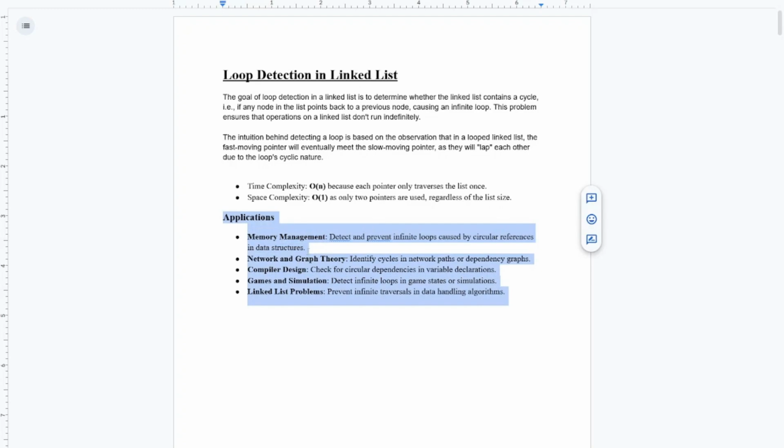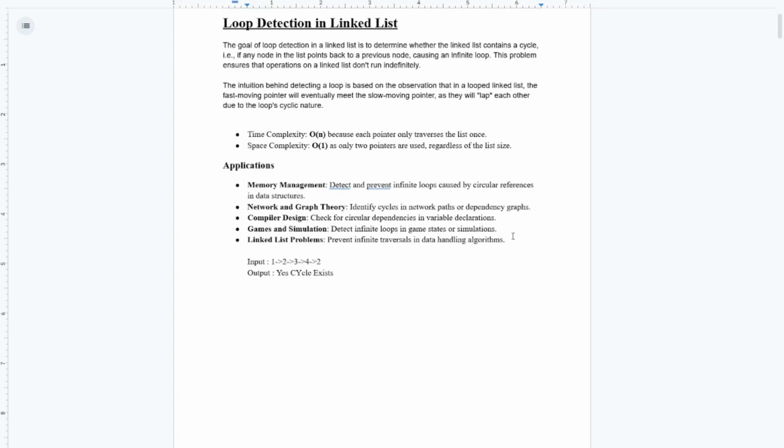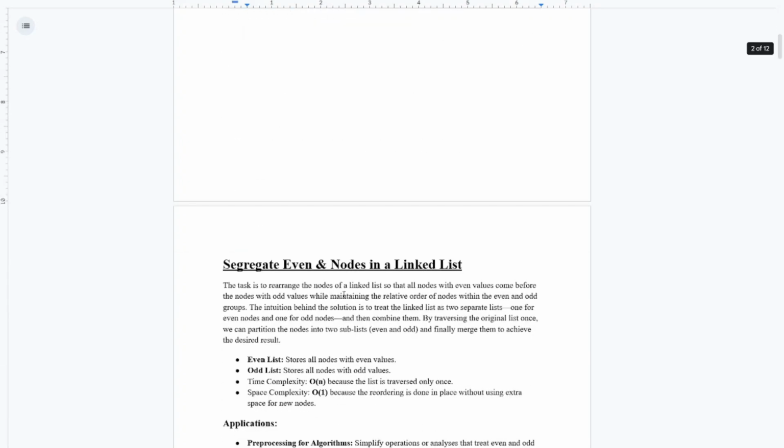Applications: memory management, network and graph theory, compiler design, games and simulation, linked list problems. You could also be given an input, say 1, 2, 3, 4, and 2, which means it's pointing back to 2. You might be asked what is the output. In this case, you have to say yes, a cycle exists. So this could be the scenario for this program.